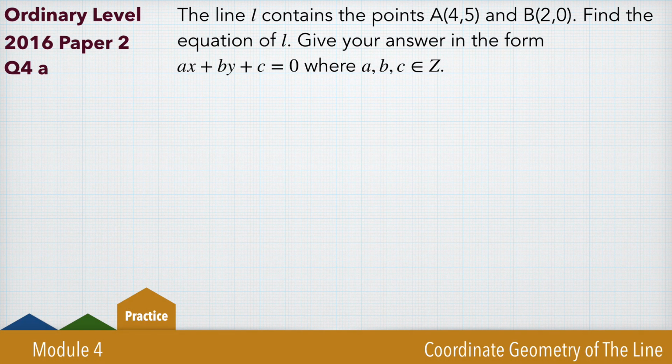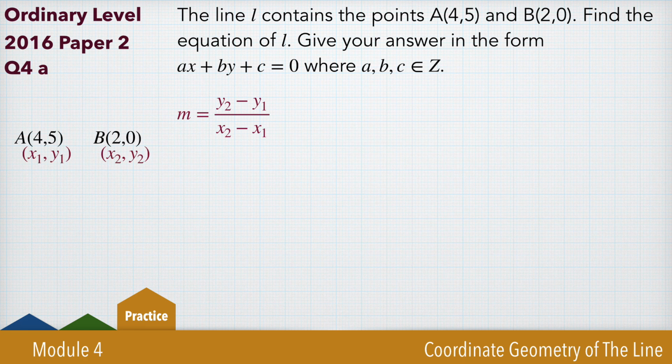Here we are told that the line L contains the points A, 4, 5 and B, 2, 0. We are asked to find the equation of the line, and we must give our answer in the form ax plus by plus c equals 0, and that a, b and c are elements of Z, which are integers. We will start by finding the slope of the line, as we are given 2 points. We will use this slope formula. Labelling our points, we can substitute them directly, and we get a slope of 5 over 2.